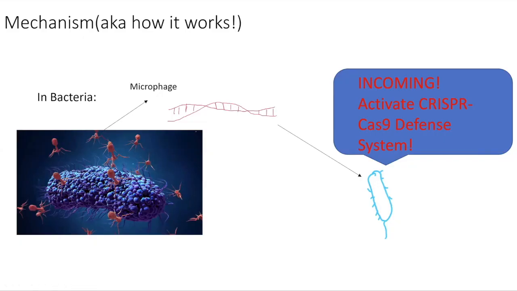The CRISPR-Cas9 system was originally found in bacteria as a defense system against viruses. That's right, bacteria have their own viruses, bacteriophages. This bacteriophage will transfer their DNA into the bacterial cell. When sensing alien DNA, the bacteria begins to activate the CRISPR-Cas9 system.